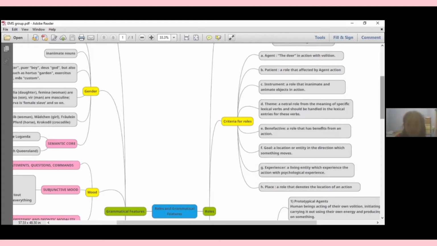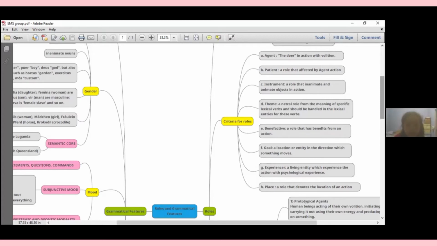Okay, the second one is patient, a role that is affected by the agent's action. Let's have some examples. Memu ate the spaghetti. So the spaghetti is what is affected by the agent's action, which is the patient. George built a house. A house is the role that is affected by the agent's action.